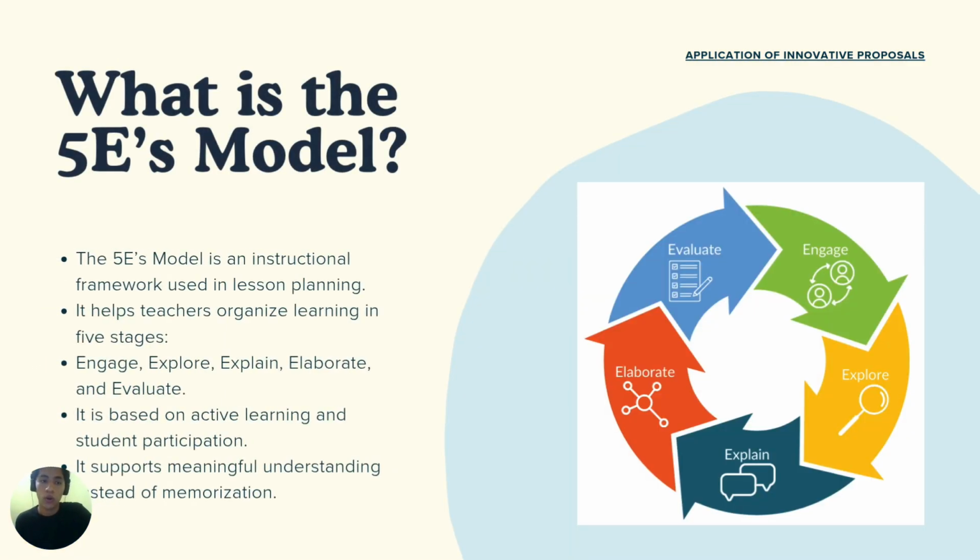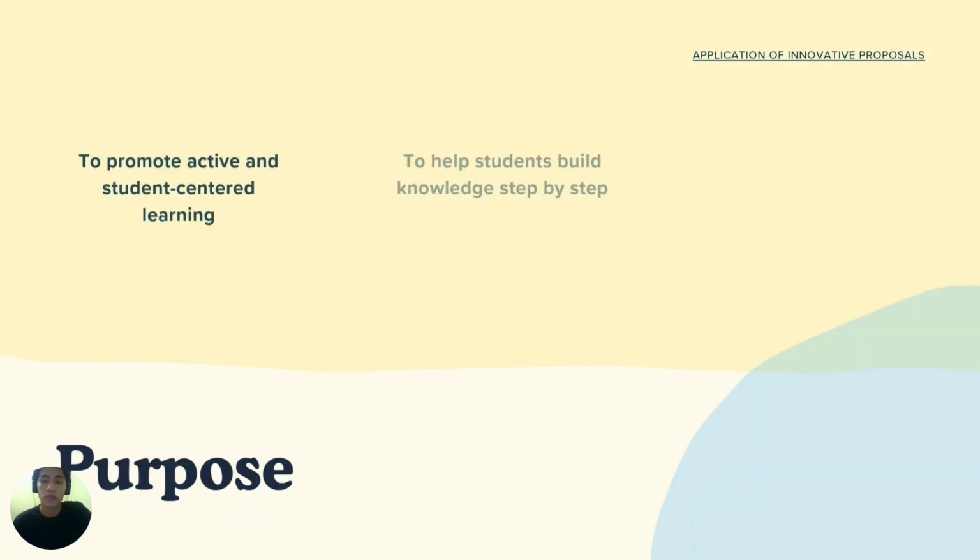First of all, what is the 5E's model? The 5E's model is a teaching framework used to plan effective lessons. It includes five stages: engage, explore, explain, elaborate, and evaluate. This model focuses on active learning, where students participate and build their own understanding, instead of only receiving information.